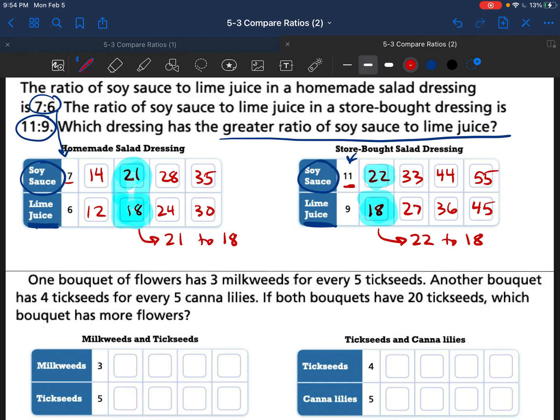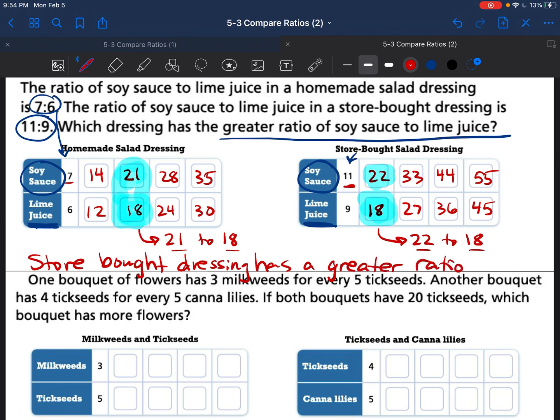So if we're looking for who has the greater ratio of soy sauce to lime juice, well, 21 plus 18 is smaller than 22 plus 18. So the store-bought dressing has a greater ratio. So that's a really important thing that you need to look at, guys, is that the 18 has to be in the same category. If, for instance, there was an 18 in this category of soy sauce, we couldn't compare that 18 with this 18 because they're in different categories.